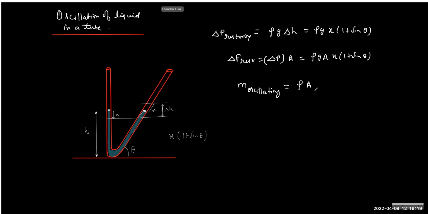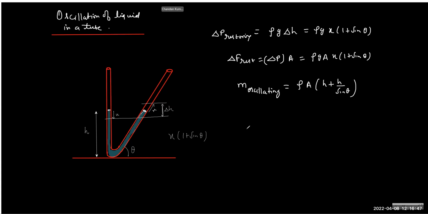So what is the total length, by the way? h plus h by sin theta, right? Yes, isn't it? You can check now. So the total length of the liquid is h plus h by sin theta. So mass is density into volume. Volume you can write like this.